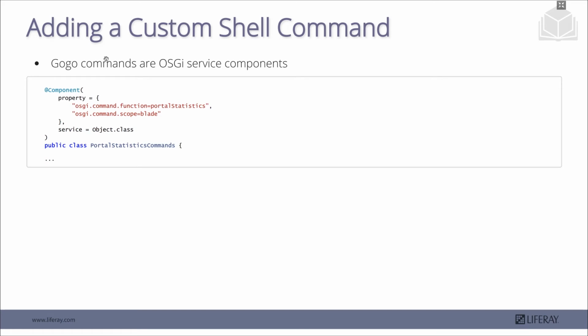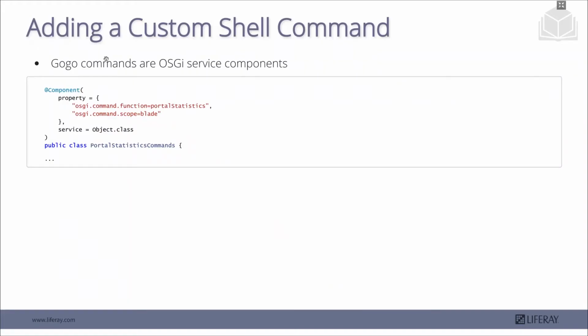Okay, and then adding a custom Gogo shell command, it's as simple as just creating a component. We saw how to do that a little bit earlier, but we're going to be doing this again. So again, as a recap, we create a component, we have the property element, and within the property element, we set two properties. The first one is the osgi.command.function, which has to match up with a method within our class. The second, osgi.command.scope, is the namespace or the scope to be able to uniquely identify the specific function, right? And then we implement the function down below as a method.